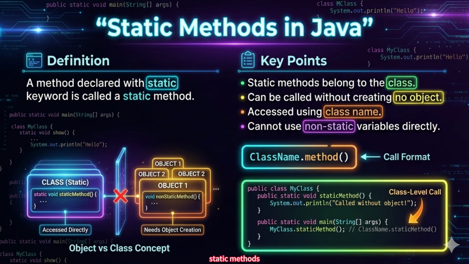Static methods. A method declared with the static keyword is called a static method. Key points. Static methods belong to the class. They can be called without creating an object. They are accessed using the class name. They cannot use non-static variables directly. Because static methods belong to the class, they can only directly access other static members.